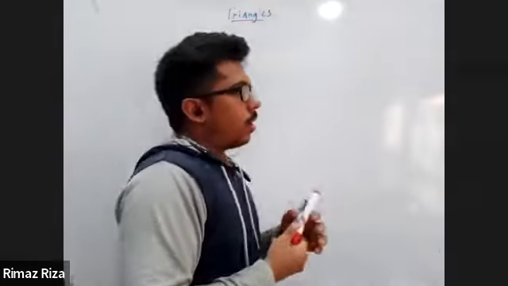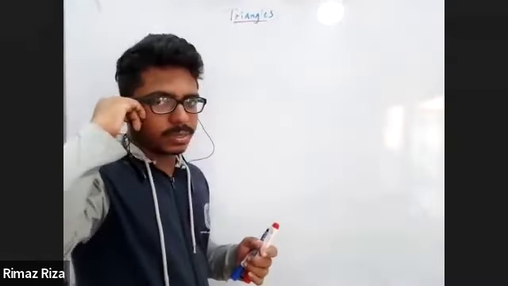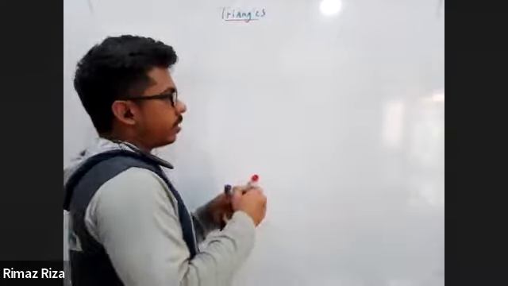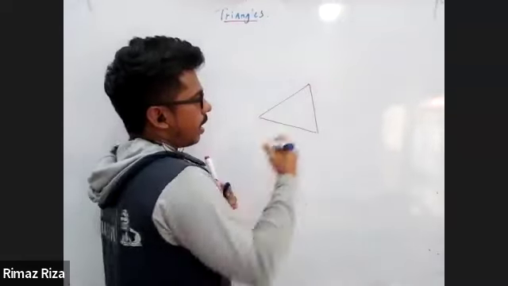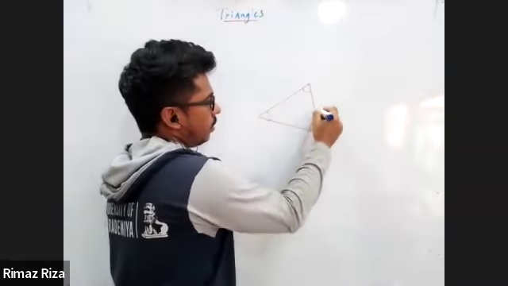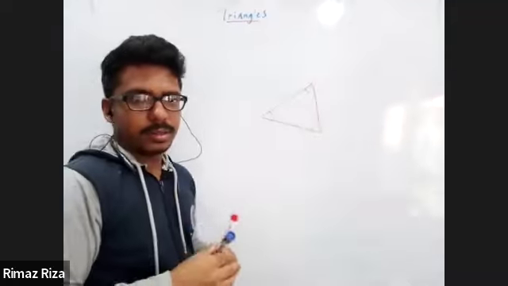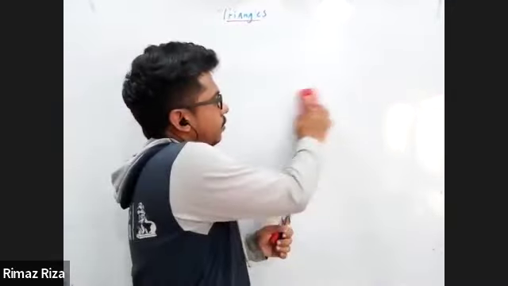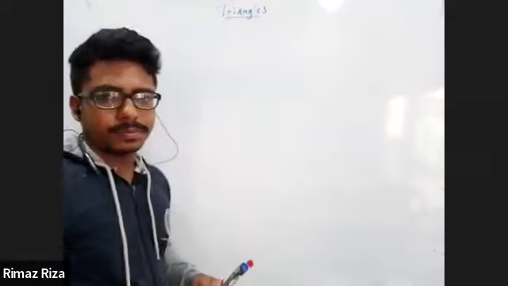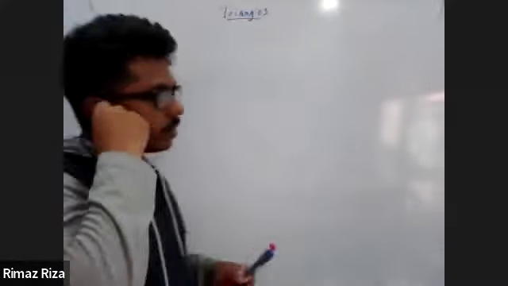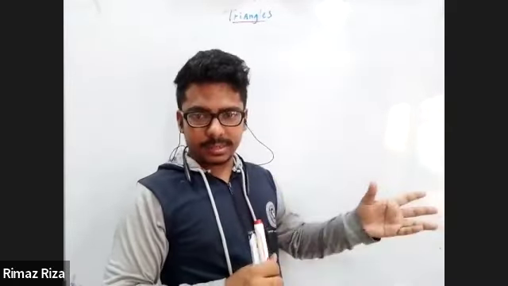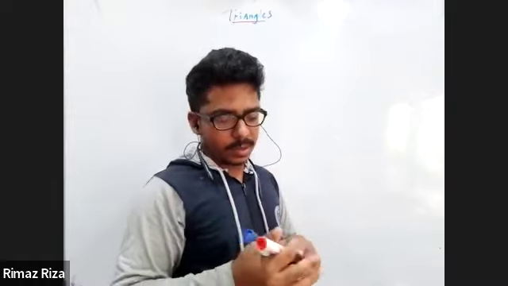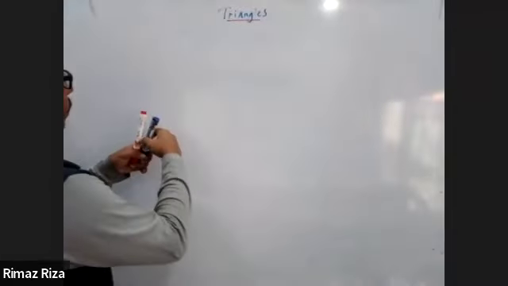Okay. All right. So there are six elements of a triangle, right? If you take a triangle, three angles and three sides. So totally we have six elements. And then the triangles we can classify based on the sides and based on the angles. So first we'll classify based on the sides.